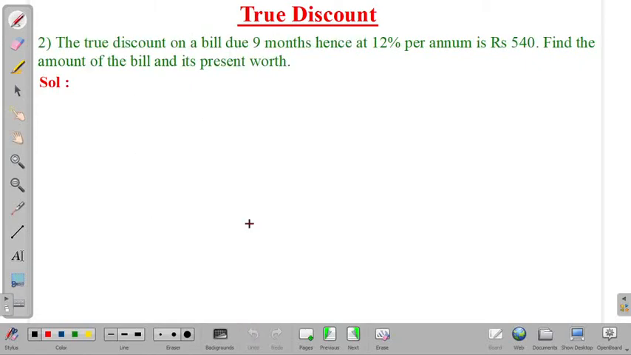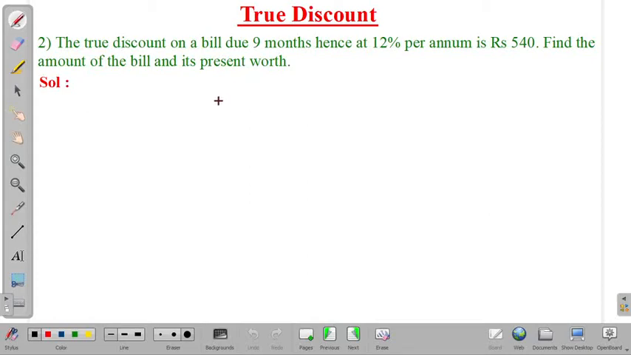See, in this problem what is given? True discount value is given as rupees 540. Rate of interest is given as 12% per annum and time is 9 months. Okay, then we have to find the amount of the bill and its present worth. So amount of the bill will be sum and we have to calculate the present worth also.